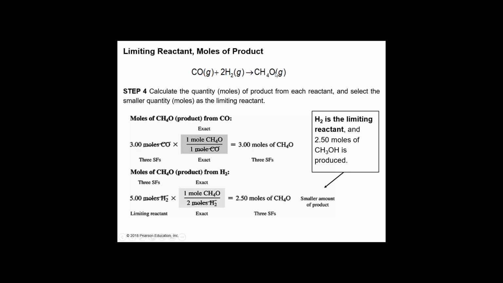In fact, because we're online, you're going to need to make sure you understand how to put sig figs in correctly, or it's probably going to mark you wrong. So in this case, we have 3 sig figs. This is exact. We don't need to worry about the mole ratios. And then 3 sig figs at the end. Here we have 3 sig figs. Mole ratios are exact. And then we end up with 2.5 moles. So the smaller amount is always the one that will be produced. The larger amount will never get to completion. So hydrogen is the limiting reactant here.